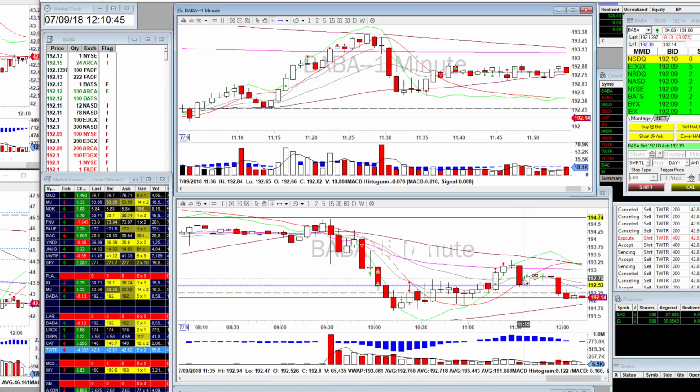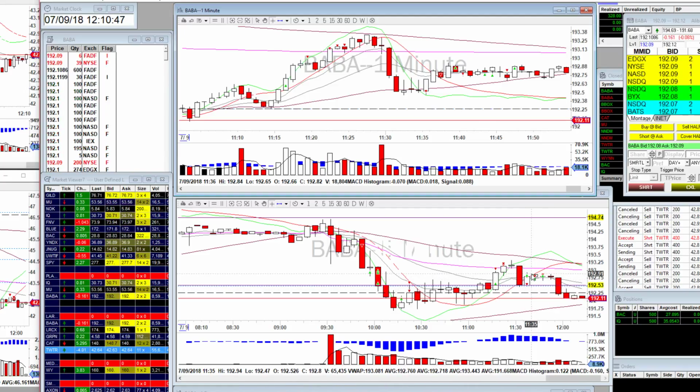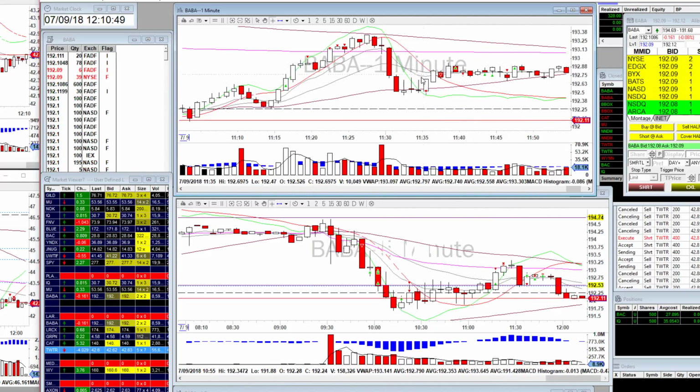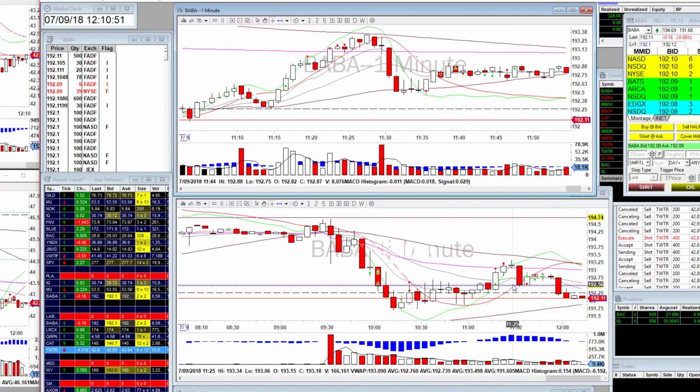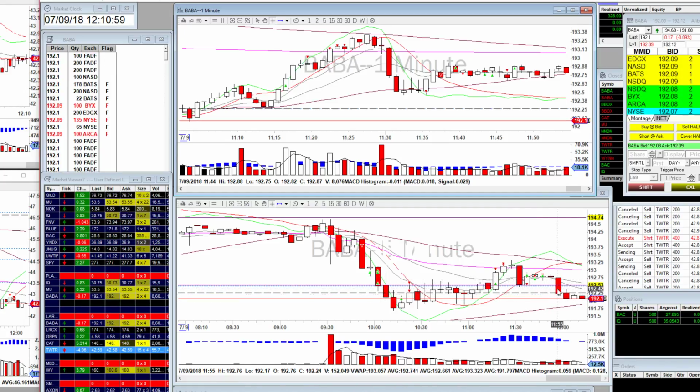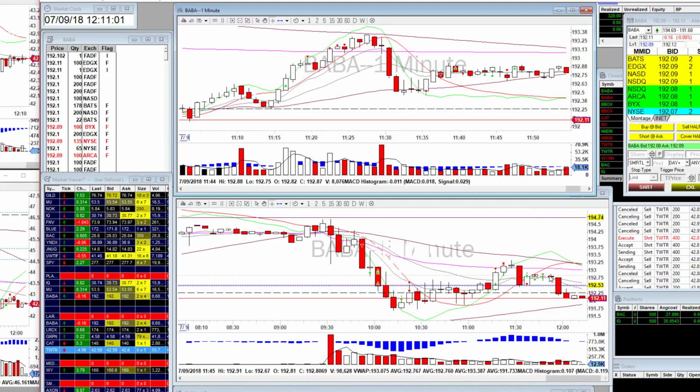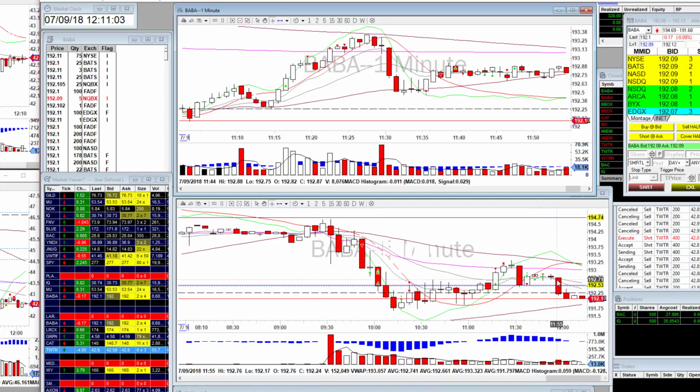So that's what happened here, I got chopped up. I overtraded around this region here, and I just got chopped, absolutely destroyed. The move that I wanted, which was this move here, eventually did happen, but it was after the chop.